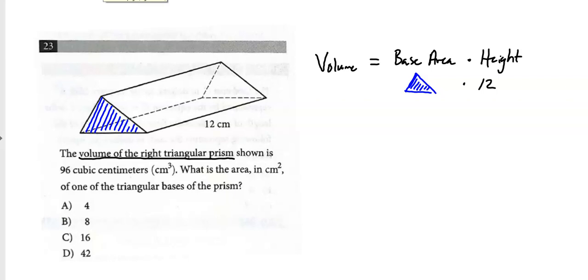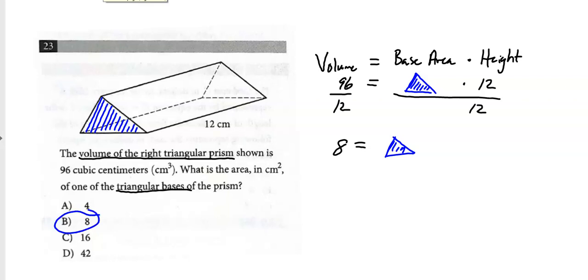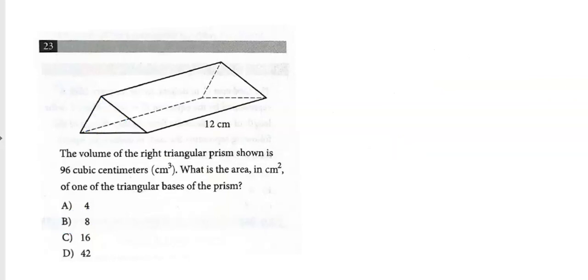So it says the volume of the prism is 96. So they tell me that 96 is the volume. So 96 is the base area times 12. And they want to know what the base area is. So this is just a division problem. Just divide by 12, divide by 12. It looks like that blue base area is going to equal 8. So the correct answer here is B.